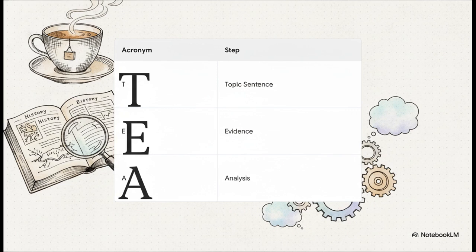T is for your topic sentence. This is where you state the paragraph's main idea, and you've got to tie it back to your thesis. E is for evidence. This is where you pull in stuff from the documents and any outside facts you know. And A, probably the most important part, is for analysis. This is where you explain why the evidence matters. That why part, that's where the magic happens. That's where you score the big points.